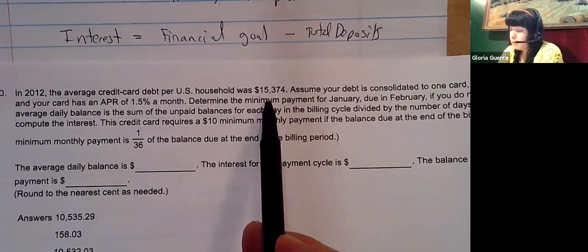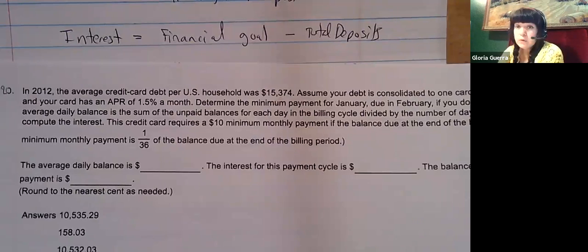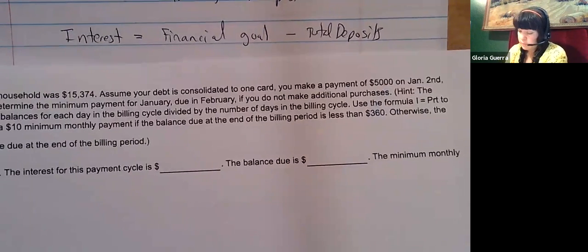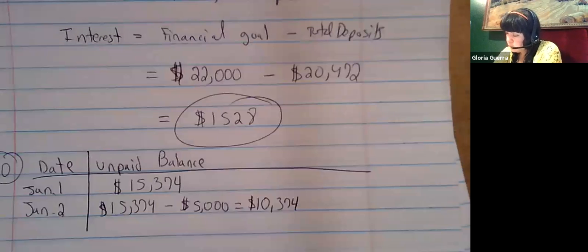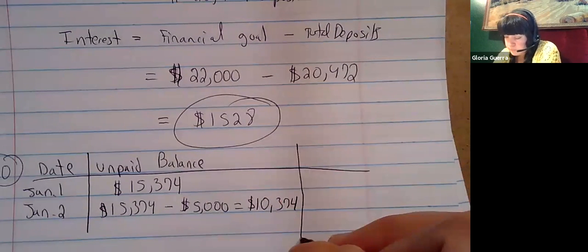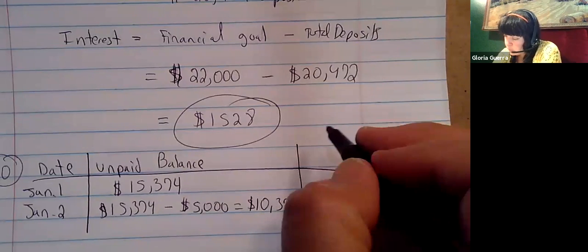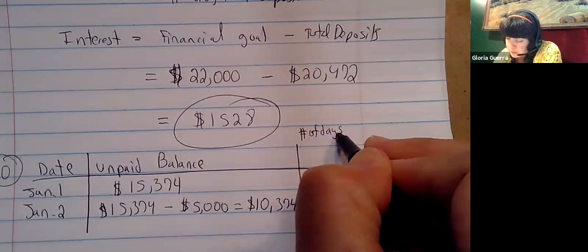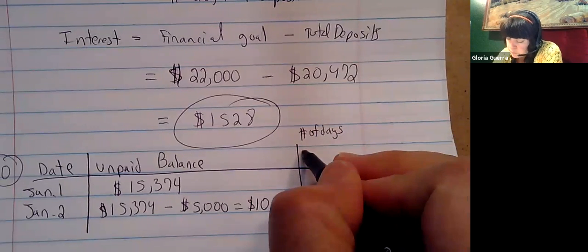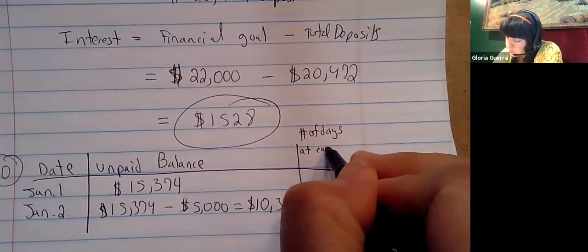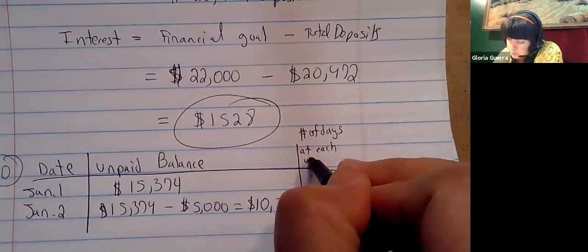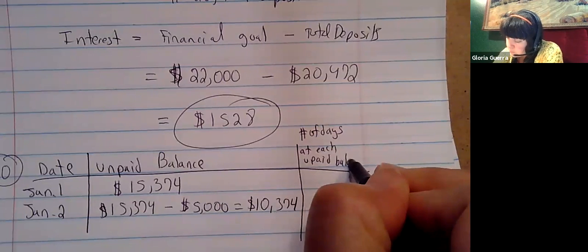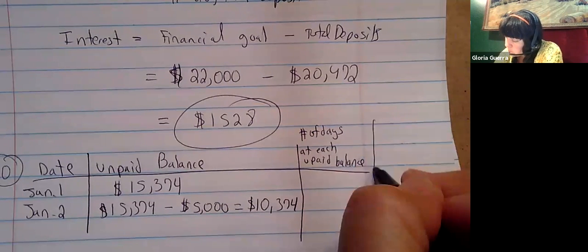Okay, so that's where I'm getting this from. See this number here? And see how it says you made a payment of $5,000. That's where I'm getting that from. Okay, so then in my chart, I'm going to put here number of days at each unpaid balance.